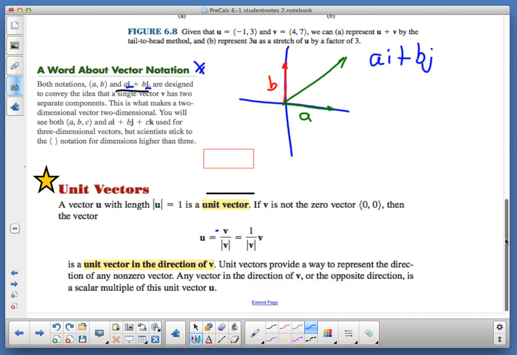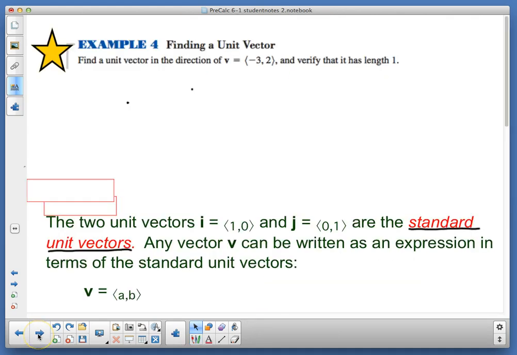As we go through this unit vector notation, these are the same, they're equivalent. And remember, the magnitude of the unit vector u is equal to 1. If I take my original vector v and divide it by its magnitude, or multiply it by the reciprocal of its magnitude, I'll be able to get the unit vector. So let's look at that in this next example.